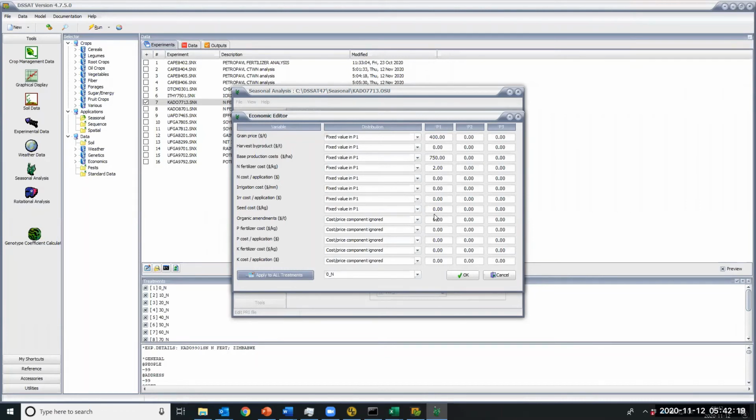And I'm going to apply to all treatments and save the file.